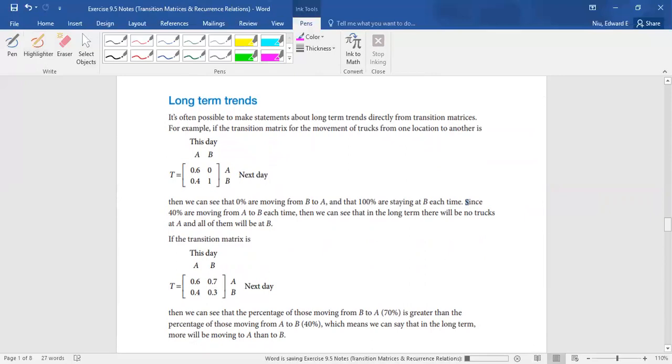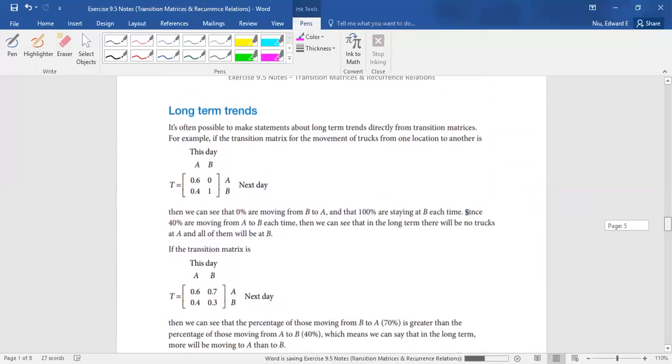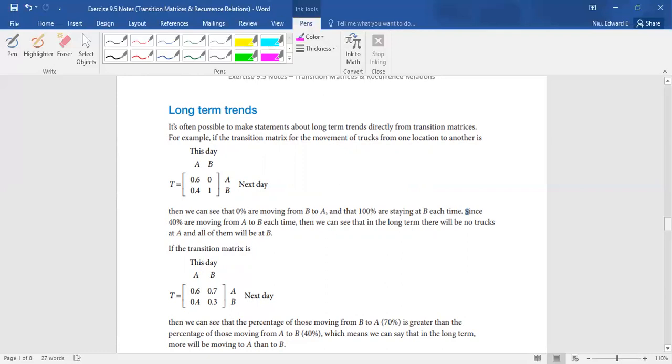Long-term trends. I'm a bit hesitant to read all this because sometimes when students see more information, their minds explode. So we're going to skip past this. But basically, the theory of long-term trends is that after a certain number of days or weeks or years, things stop changing. Or one depot or one warehouse, whatever it might be, will have all the trucks in storage, and the other depot will have no trucks in their storage. So that's what long-term trends is talking about.